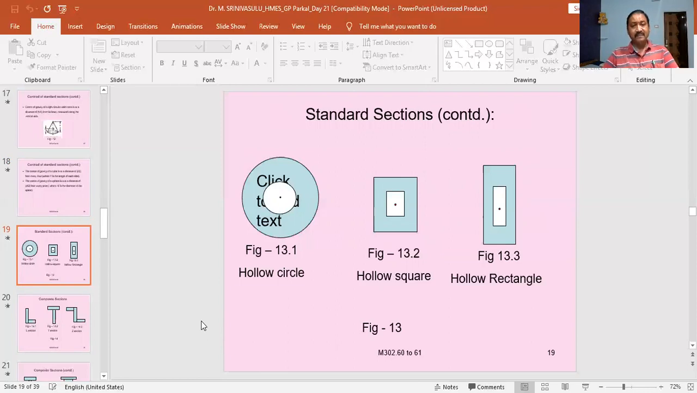Therefore, the centroid or the center of gravity of this hollow circle will remain the same. That is at the same point. That is at the midpoint, or it is the point at which the diagonals will intersect with each other.